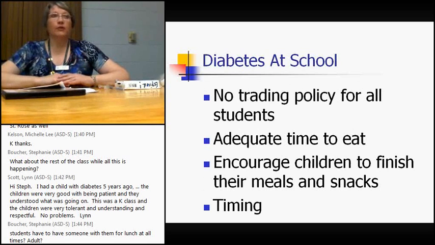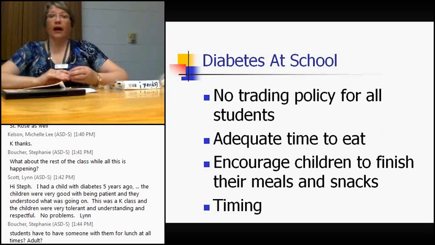So, things that happen at school. I know some schools have a no trading policy for lunches, that everyone takes their lunch and eats what they brought. That's fabulous for diabetes. Other schools that can't happen, and it's difficult. But certainly anytime there is a no trading policy, that's good.